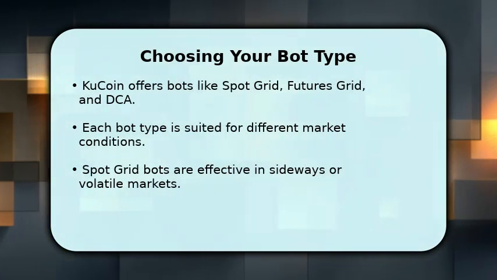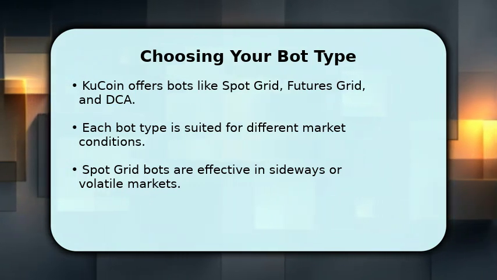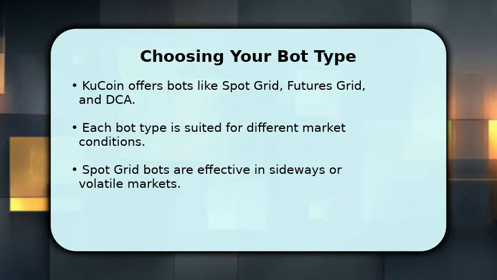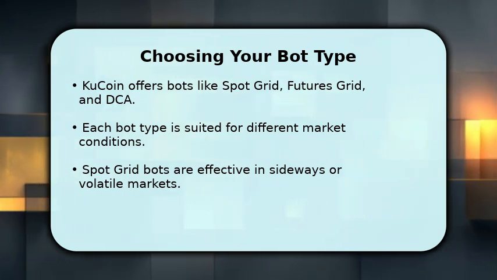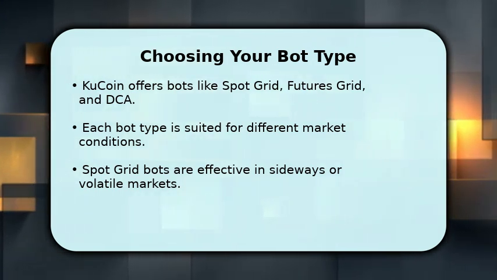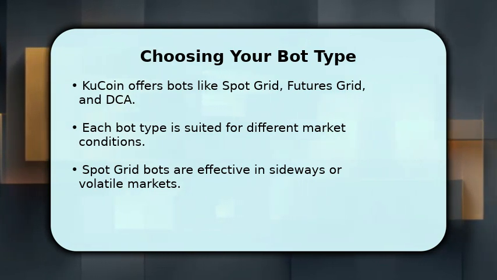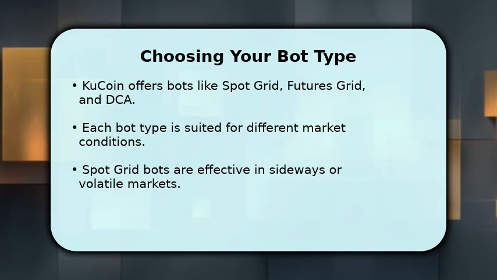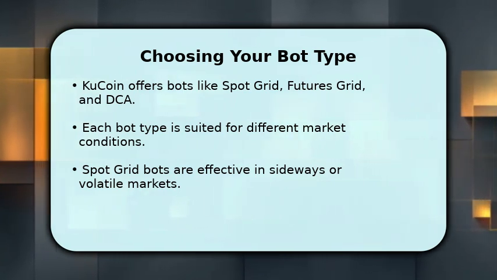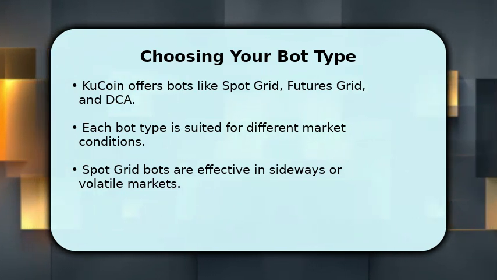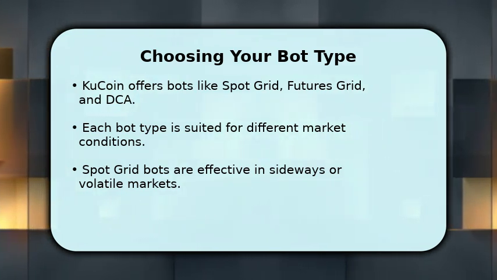Kucoin provides several trading bot options, including spot grid, futures grid, and dollar cost averaging, or DCA. The spot grid bot, for instance, is excellent for markets that fluctuate within a defined price range, aiming to buy low and sell high. Futures grid bots allow for leveraged trading, offering both long and short positions. Choose the bot that best aligns with your trading strategy and comfort with risk.